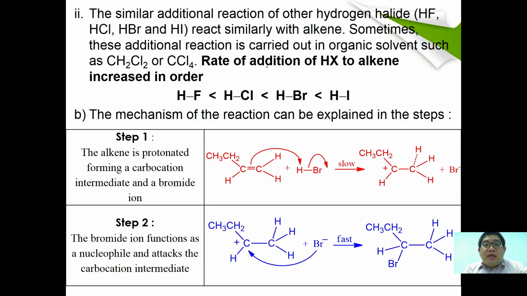Some of these addition reactions are carried out in organic solvents such as CH2Cl2 or CCl4. We say that the rate of reaction of HX increases when going down the group. This is due to the bond length, so the bond is easier to break. The mechanism of the reaction can be explained in the following steps.